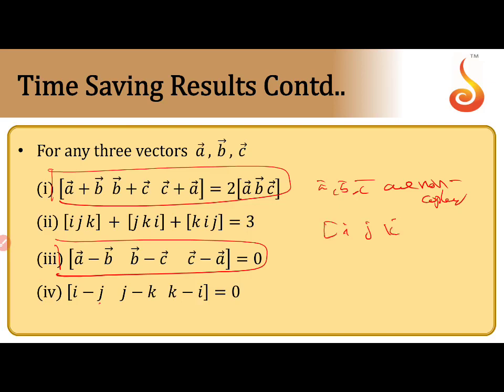Now box of i j k. That is i dot j cross k. So j cross k is i. So i dot i is modulus i whole square, that is 1. So box i j k is 1, box j k i also 1, box k i j also 1. Therefore 1 plus 1 plus 1 gives 3. So these two are standard results, and you have to remember them, they are most useful results.